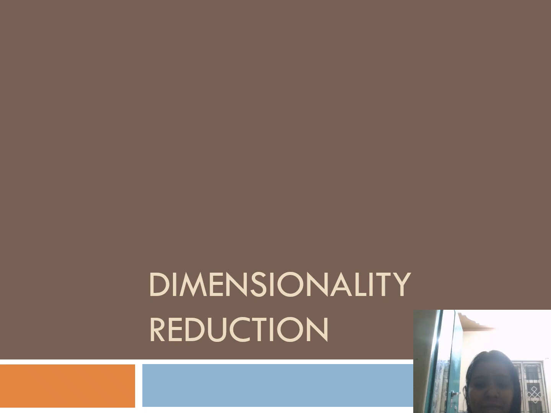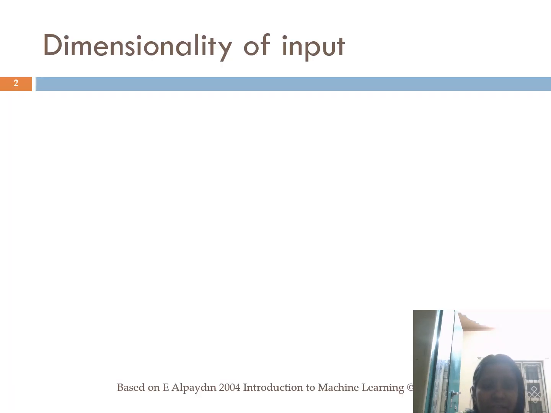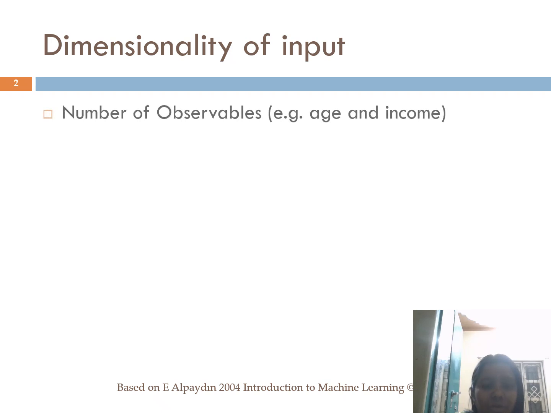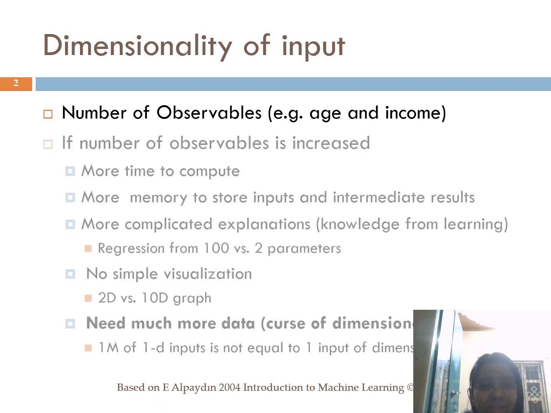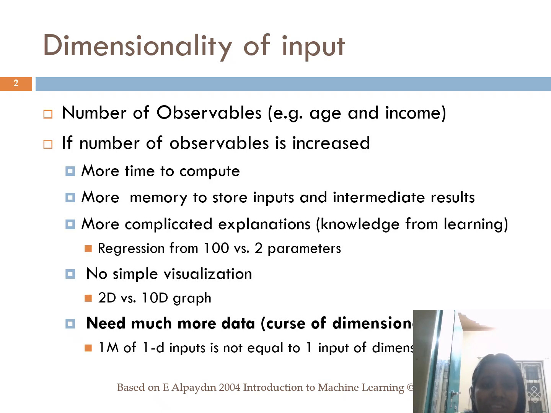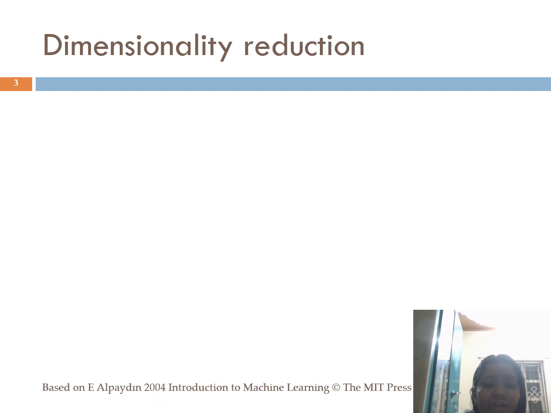This is a dimensionality reduction topic that is used in machine learning. The dimensionality of input is the number of observables used as input, for example, age, income, etc. If the number of observables increases, it takes more time to compute, more memory to store inputs and intermediate results, more complicated explanations, and no simple visualization. It also needs much more data for more dimensions.